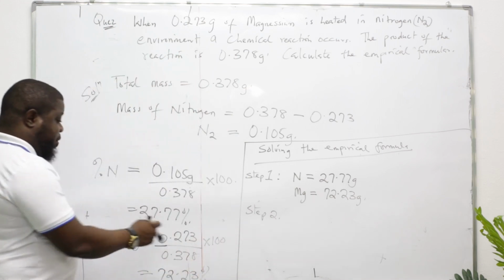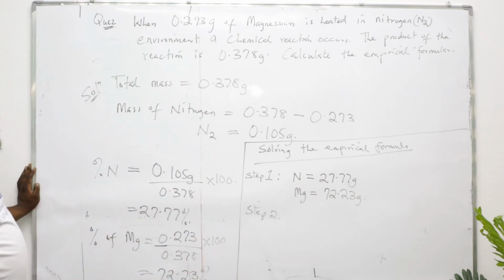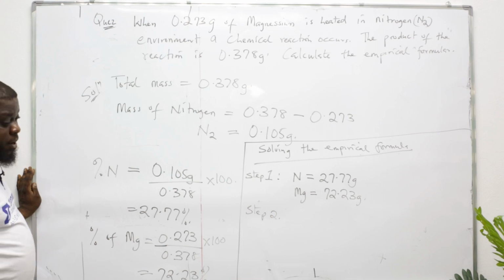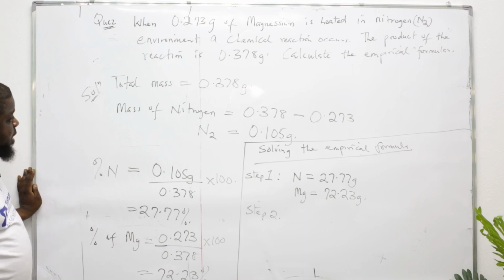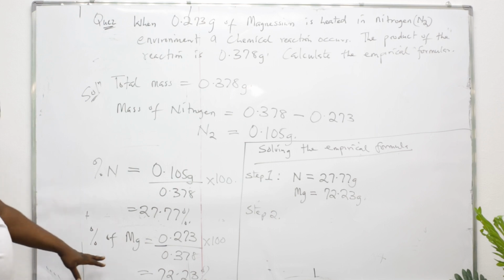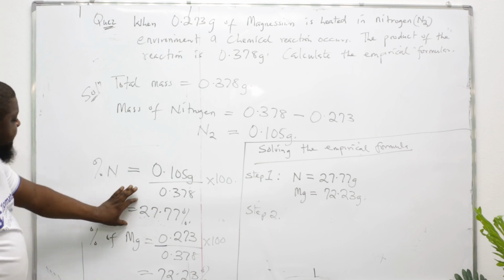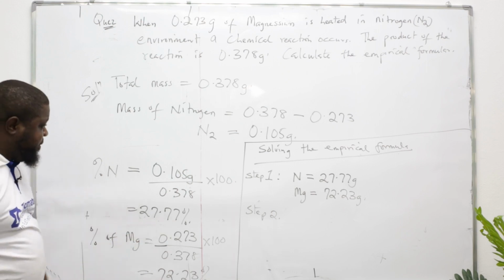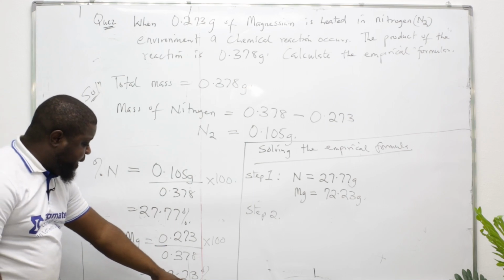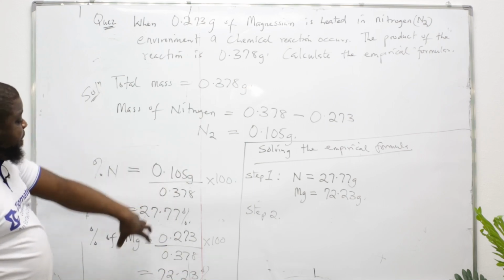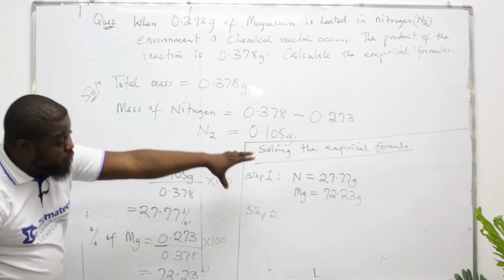Step 2. The percentage is changed to grams already. If you check, you've changed the percentage to grams, because the percentage of nitrogen is 27.77 and the percentage of magnesium is 72.23%. Step 1 says change the percentage to grams, and the percentage has been changed to grams already.